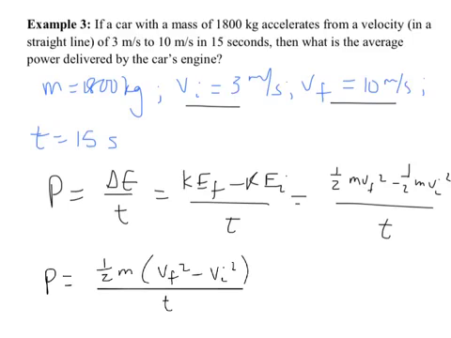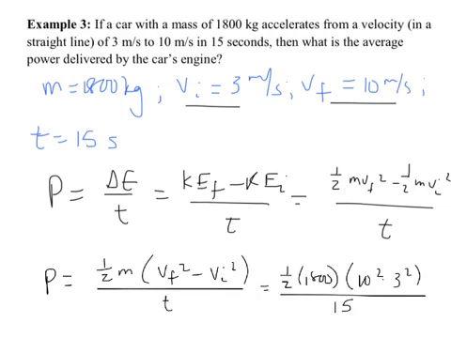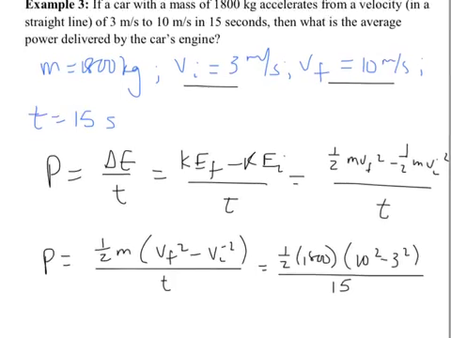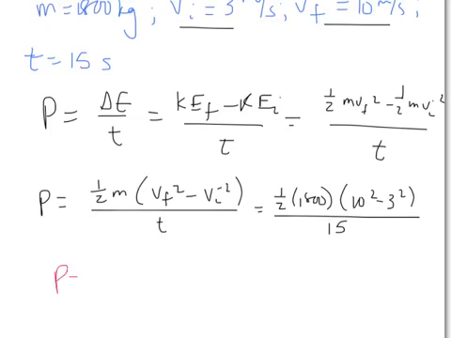So we have our variables, and we can plug in for each of them. We have 1/2 times mass times final velocity squared minus initial velocity squared all over the time period. If we go ahead and calculate this, we'll end up with a solution of 5460. So the power generated by this car's engine is 5,460 watts.